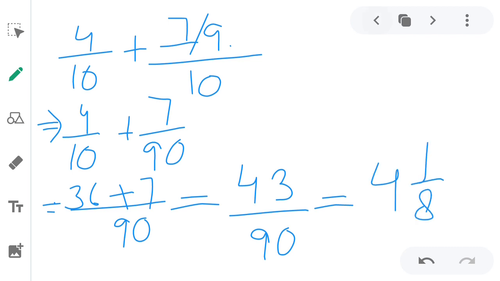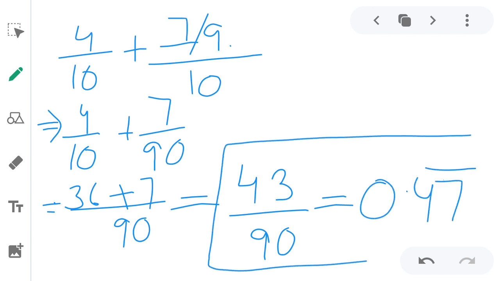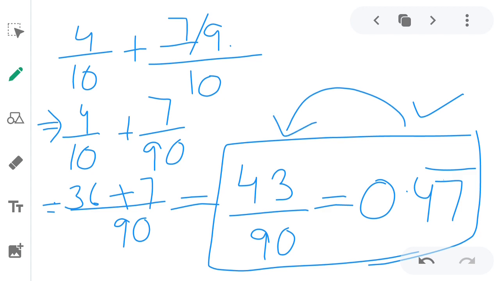We started with 0.4 and 7 has a bar on that. So this is a non-terminating recurring decimal expansion which can be written in the form of rational or fraction. But the decimal expansions which are non-terminating and non-recurring cannot be written in the form of rationals. That is why they are called irrational. They cannot be written in the form of ratios.